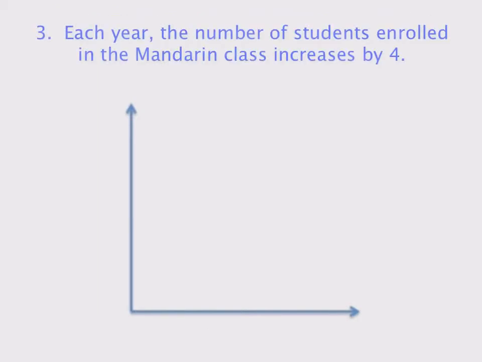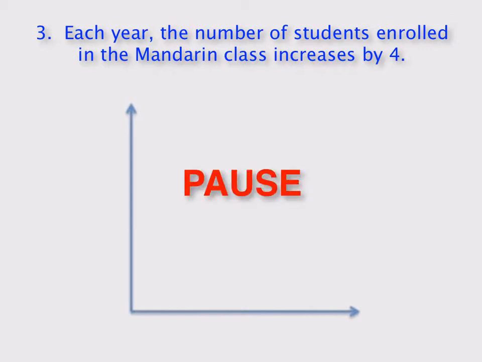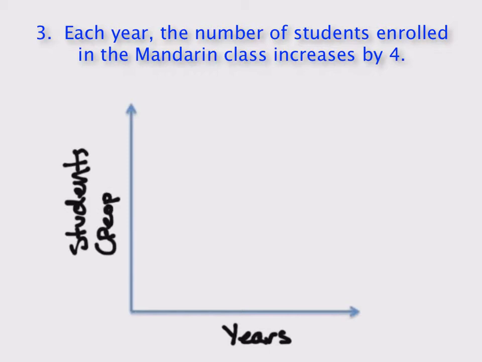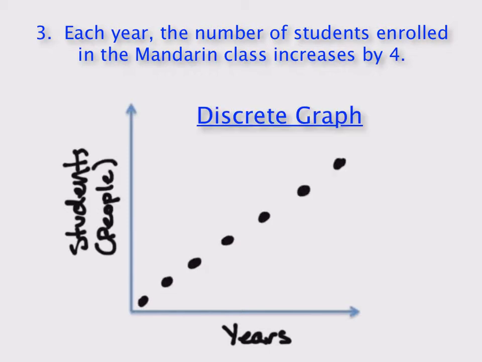Third example. Each year, the number of students enrolled in the Mandarin Chinese class grew by 4. In this case, a discrete or not connected graph would best capture this situation. Since students are people and you can't break down people forever and ever, a non-connected graph made up of individual points, a discrete graph, would best capture the relationship. And here's a sketch of what that graph might look like.